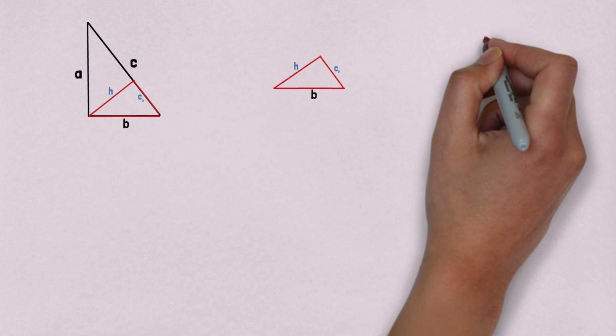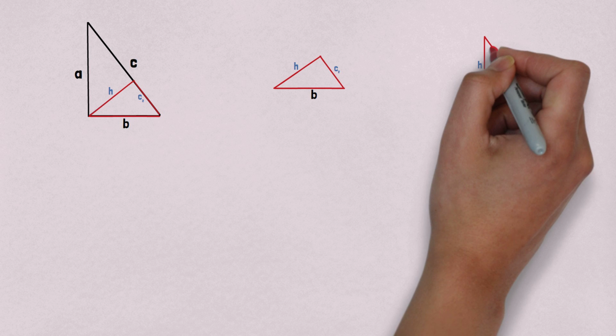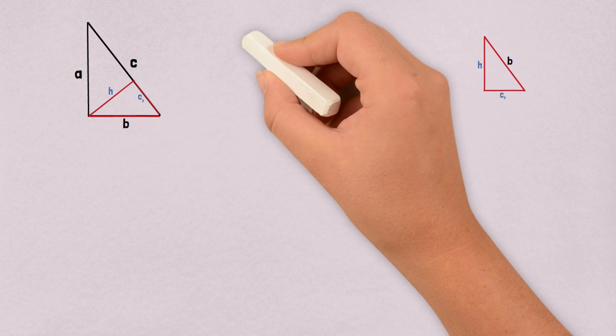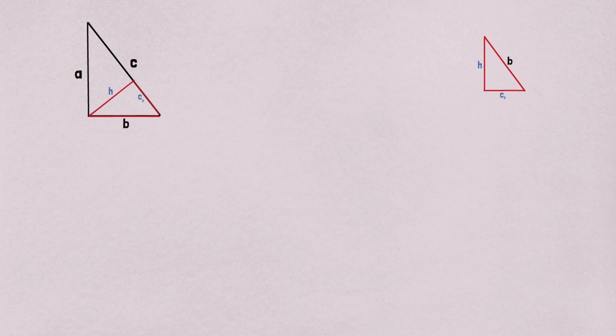We do the same thing with the other small triangle. We draw it over here, the sides are B, H, and C2. Again, these two triangles are similar, and to visualize it, we're going to redraw the small triangle such that the H side is standing up like this. We get C2 from here and then B here. Now we can write the proportions B over C on the big triangle equals C2 over B on the small triangle. We cross multiply again and we get B squared equals C times C2.